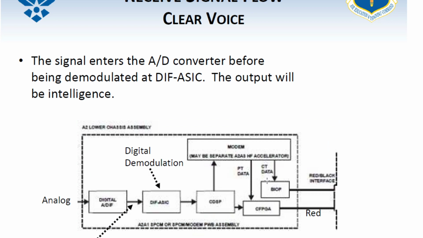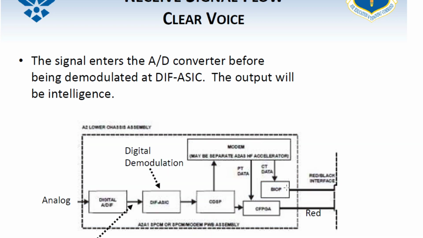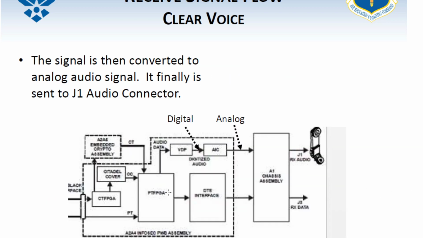From there, it goes to the BIOP. What does the BIOP do again? Y'all remember what the BIOP does? No, sir. It maintains and controls system status function for the radio. That's our black input-output processor. It's going to process that encrypted data or audio and pass it along to its decryption devices at this point because we're decrypting on the receive side. So either the Citadel cover or the embedded crypto assembly, depending on if you were in CT mode or CC mode. Make sense?